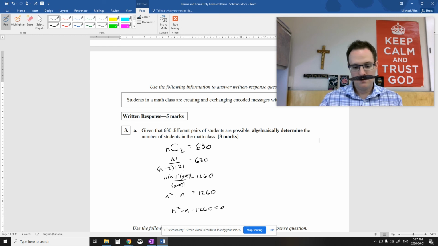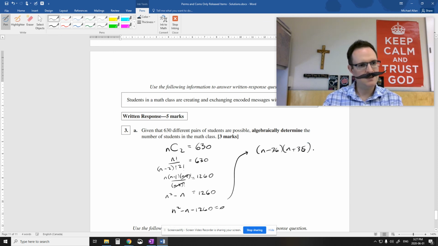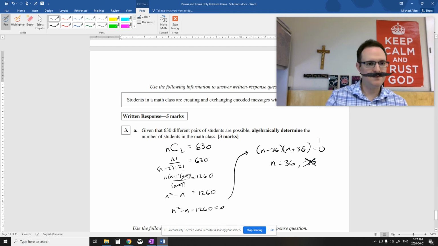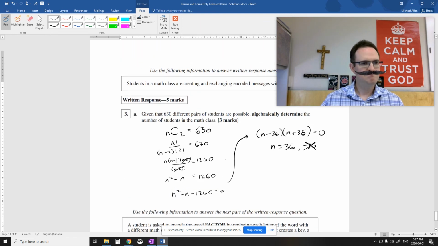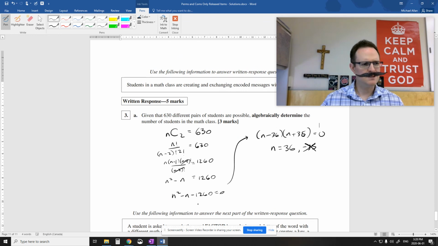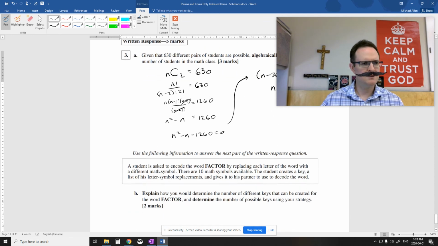Ooh, I don't know. Oh, 36, I just got to guess, 36 and 35. Pretty nice, okay. So that's going to factor out to n minus 36 and n plus 35. It's going to add to the negative, so that's why the negative number is bigger. So my n is 36. And there's negative 35 too, but having negative 35 kids in class doesn't make sense. Cool. This is 3 marks. I don't know what exactly the 3 marks would be in this situation. I'd give 2 marks or so.